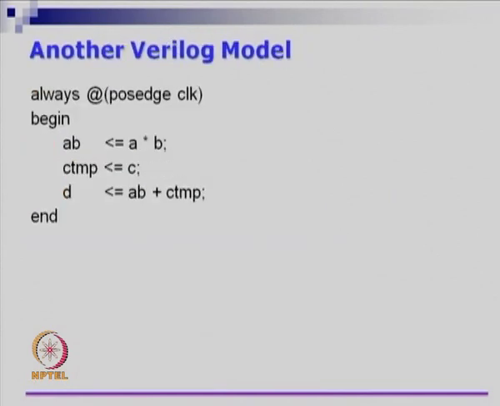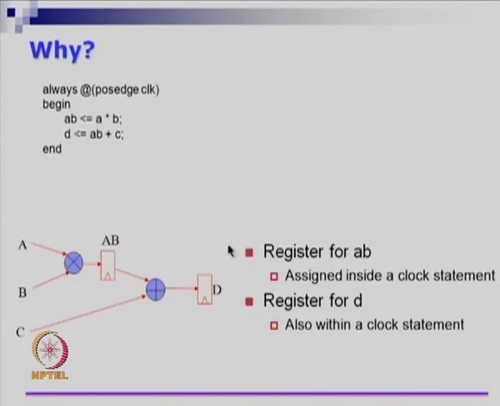Let us look at another Verilog model. In fact, if you look at this, this is not a well formed pipeline circuit. The problem with this is it is not a well formed pipeline circuit, because A and B go through 2 levels of registers, whereas C goes through only 1 level of register. So, there is a problem in the path from C to D.